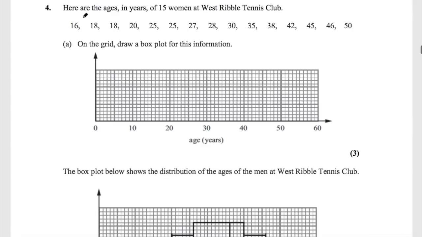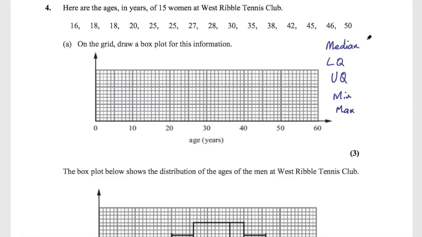Question 4 says, here are the ages in years of 15 women at West Ribble Tennis Club. Part A says, on the grid, draw a box plot for this information. Okay, so for a box plot, we need the median, the lower quartile, the upper quartile, the minimum, and the maximum.